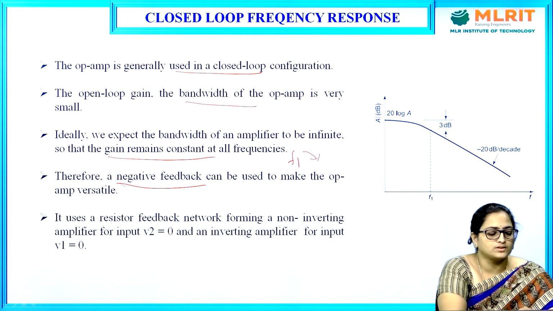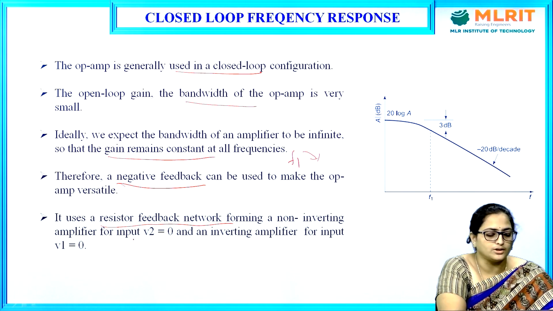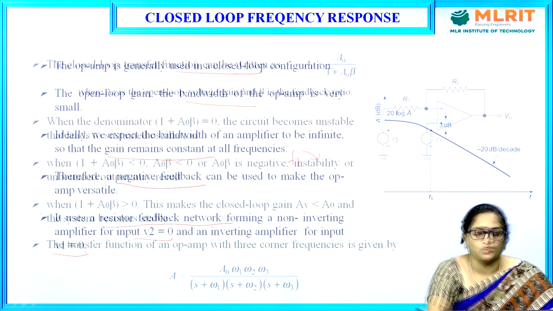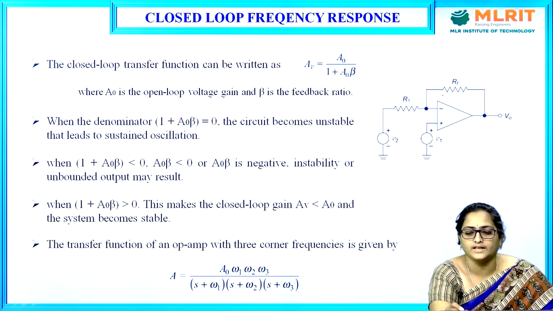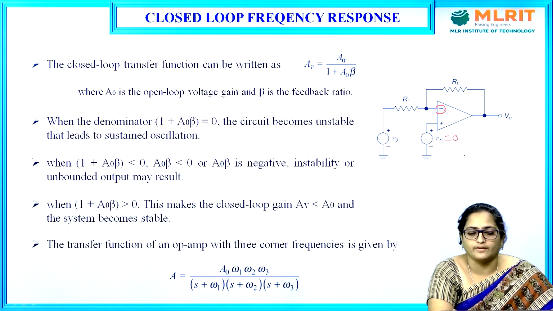Therefore, negative feedback can be used to make an op-amp more versatile. It uses a resistive feedback network, forming a non-inverting amplifier for input V2 equal to 0 and an inverting amplifier for input V1 equal to 0. Closed loop transfer function: by connecting a resistive network to the inverting terminal, this makes an inverting amplifier when V1 is equal to 0 in this circuit. So, this is a closed loop amplifier. We have given V1 and V2 both, so it is a closed loop differential amplifier. When you make V1 equal to 0, then this works as an inverting amplifier.